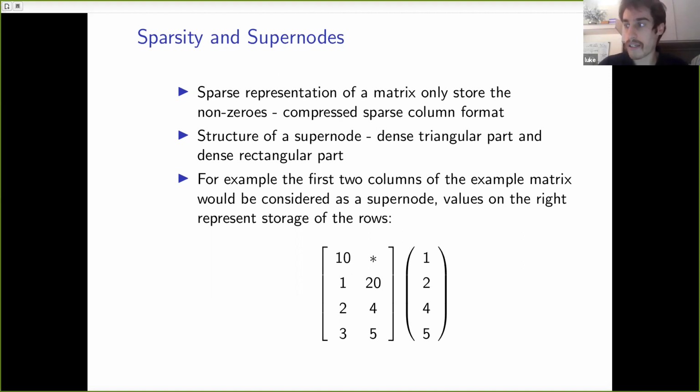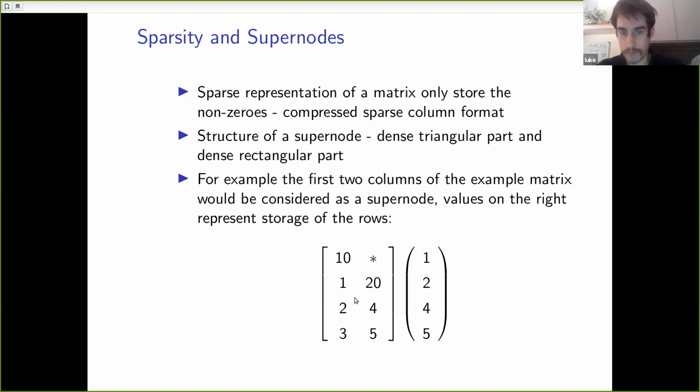A supernode is a collection of contiguous columns, i.e. columns next to each other, that all have the same non-zero structure, i.e. the same rows are non-zero for each column in the supernode below the diagonal. And so the supernode will therefore have a triangular part and a rectangular part. The purpose of these supernodes is essentially to find pockets of density in a sparse matrix.